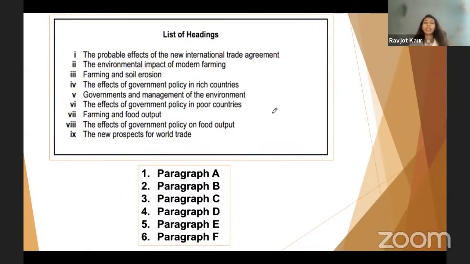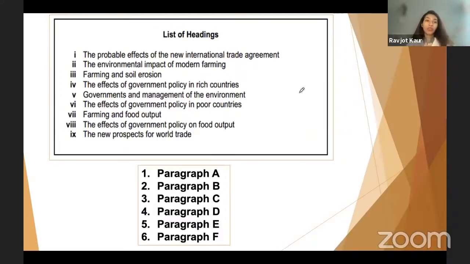So don't do that. There are 2 things that we're going to do in list of headings: reading and matching the headings, or writing the answers. These are the 2 things that you'll keep in mind. Yes, you will read the topic sentence and the conclusion of the paragraph to get the main idea. But sometimes you have to read the whole paragraph. You should skim the paragraph to get the main idea.